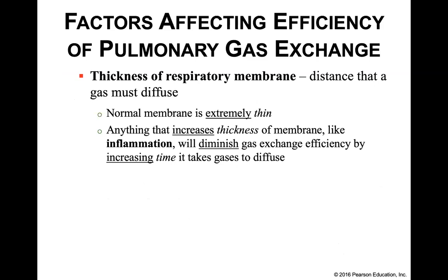When we look at the thickness of the respiratory membrane, this is the distance that the gas must diffuse across. This is a very thin membrane. You don't want to have a huge barrier for these gases to diffuse across. And anything that increases the thickness of the membrane, like inflammation, will actually diminish gas exchange efficiency by increasing the time it takes for the gases to diffuse.